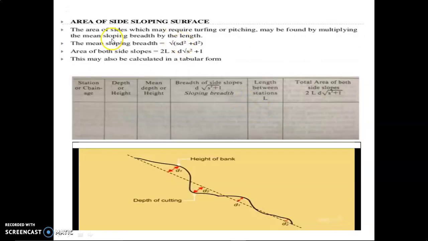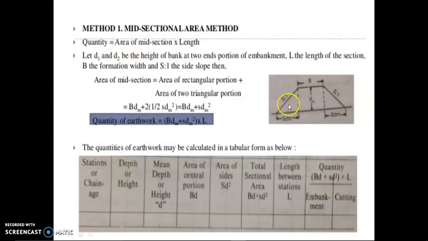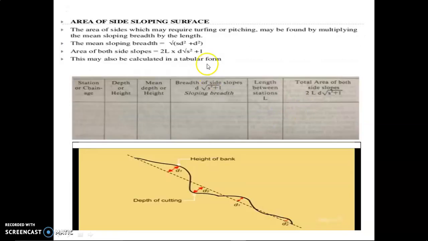Now, if we have to do pitching or turfing in side slope, for that we have to find the area of side slope. So how do we find the area of side slope? First we have to find the mean sloping width, that is root of SD square plus D square. After that we have to multiply with L. Here 2 is multiplied because we have two side slopes. If you have seen, this is the side slope and this is the side slope, so we have two side slopes, that's why here we multiply with 2L and D root of S square plus 1. This is the formula for finding the area of side sloping surface when you have done some pitching or turfing at the side slope.